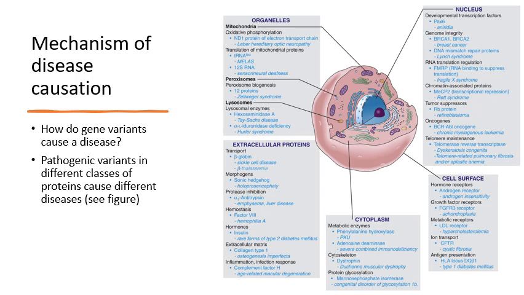We won't go through each and every single one of these mechanisms, but we'll handpick a few that would be useful for you to understand, just to illustrate the point that there are varied mechanisms of disease causation with genetic problems.